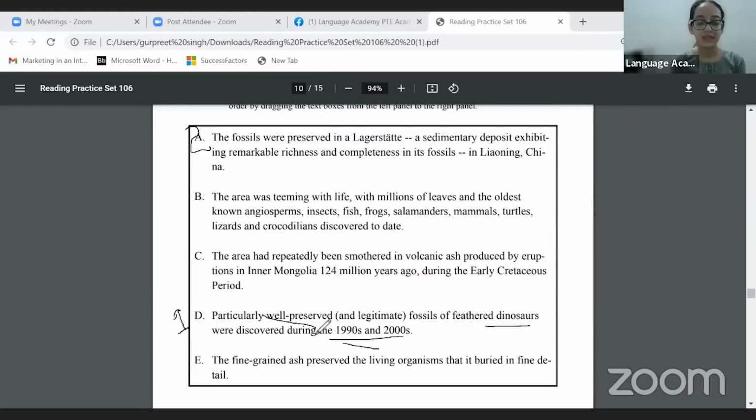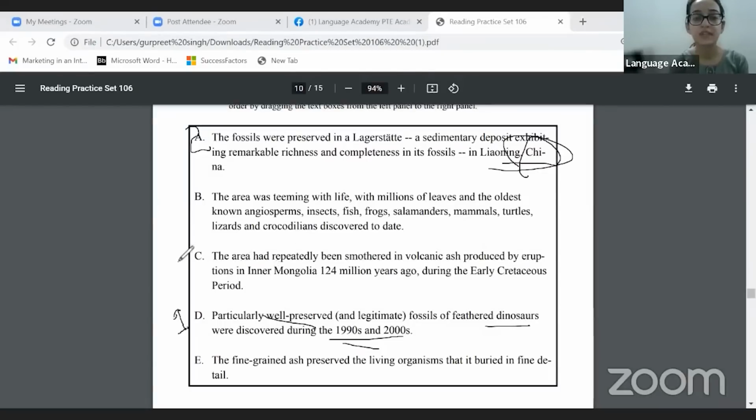So the second sentence always gives you the justification of the first one. The fossils were preserved in this sedimentary deposit, exhibiting remarkable richness and completeness in its fossils in China. So why are we saying well preserved? Because they were rich, complete fossils, and we found them in China. Now, what is a new addition? We have added the place, and that is where we will continue the next sentence.